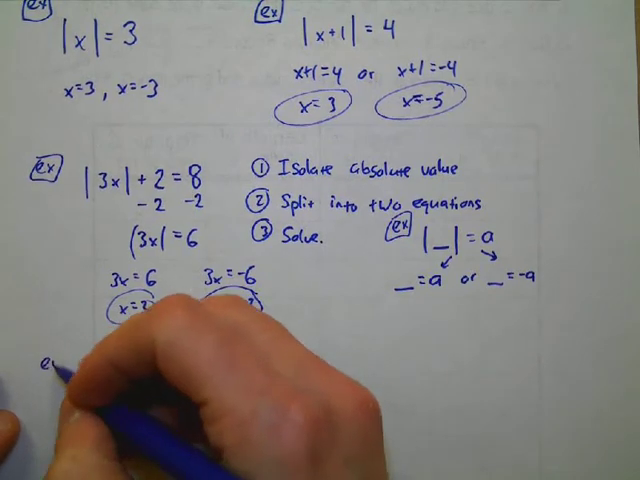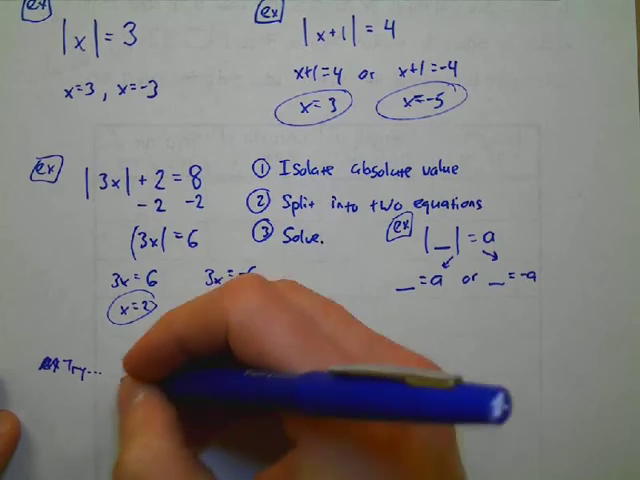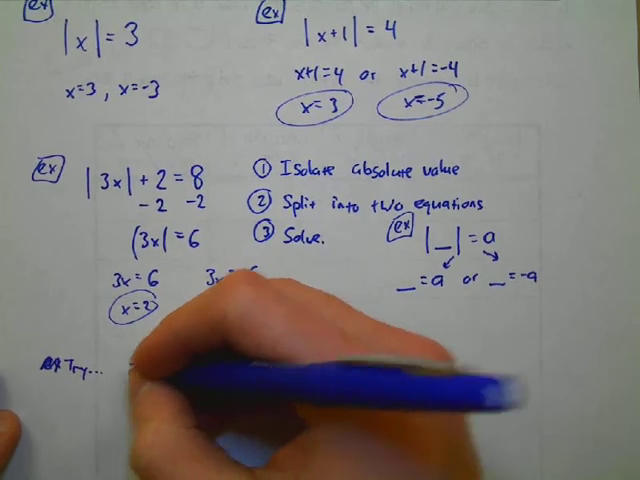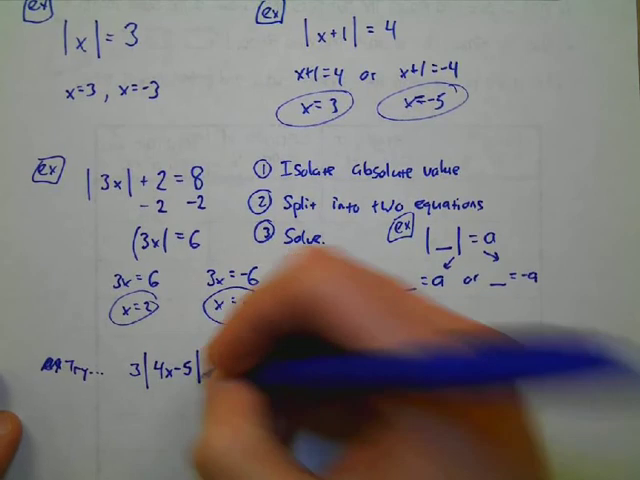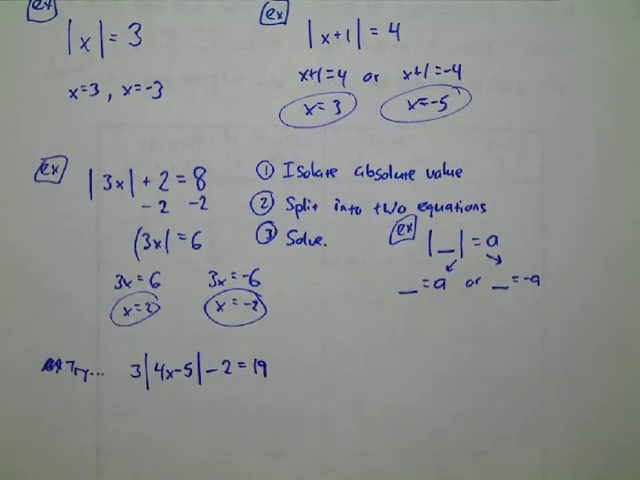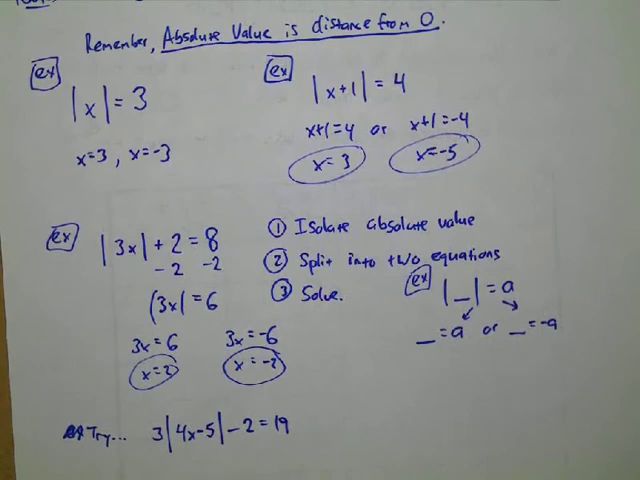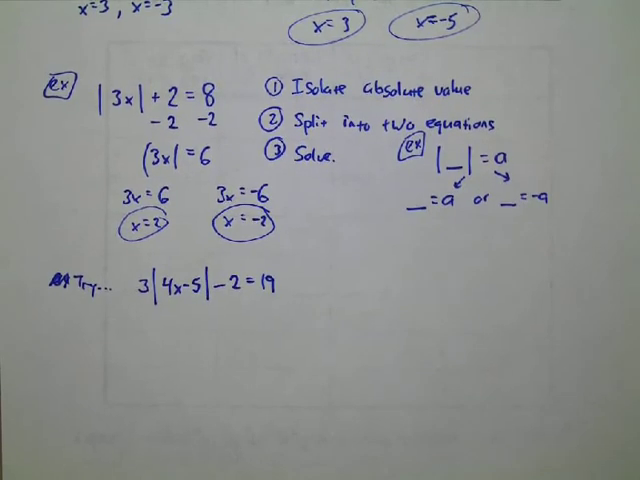So why don't you guys try one here? Try, again, to solve this one. I'll do 3 times the absolute value of 4x minus 5, minus 2 equals 19. So try that one.